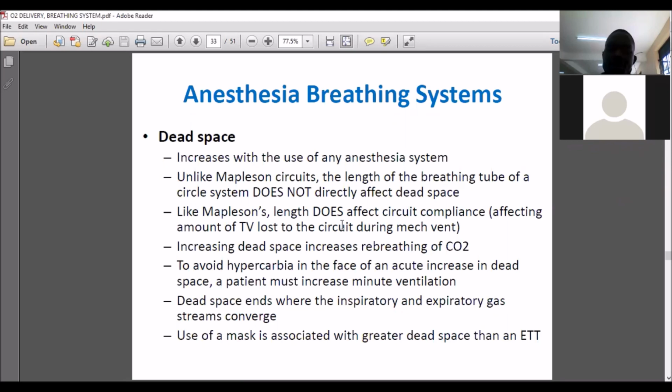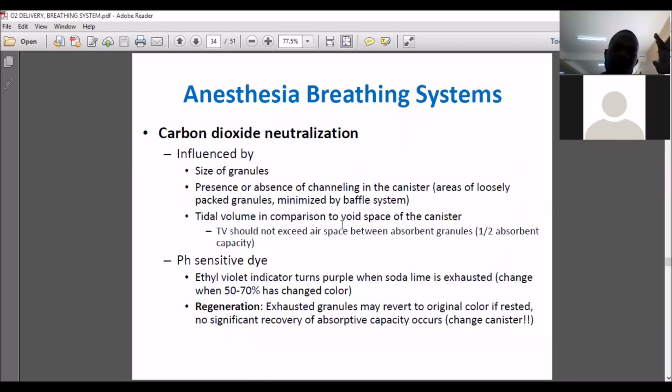Okay, it's 5 minutes for these guys to end, so let's rush. Then the carbon dioxide neutralization. It's influenced by the size of granules, the presence or absence of channeling in the canister, and the tidal volume in comparison to the void space of the canister. How much do they absorb? The channeling in them and the size. If they are small sizes, they have large surface areas for absorption, so they will absorb more carbon dioxide compared to big granules, which have a small surface area for absorption.